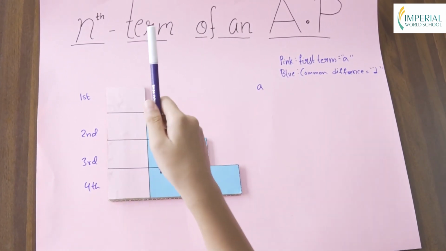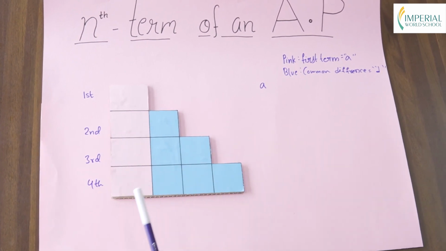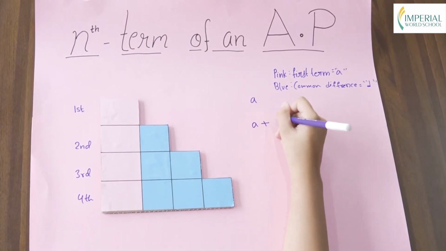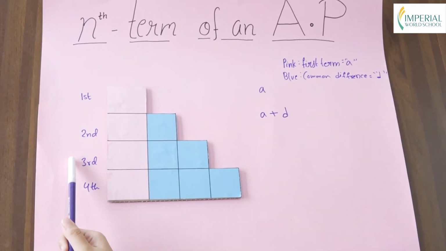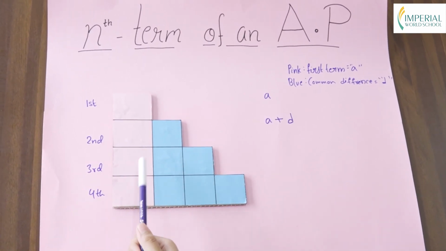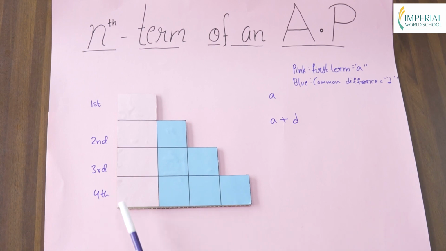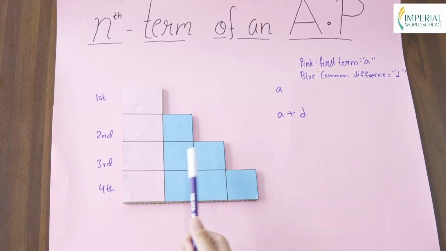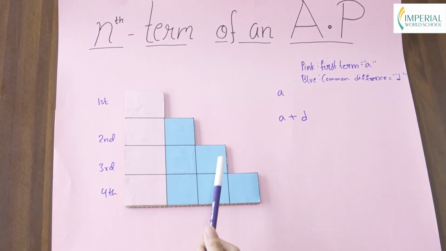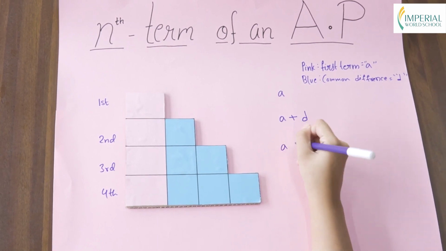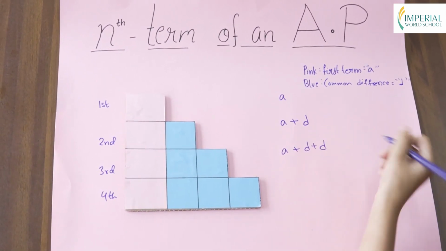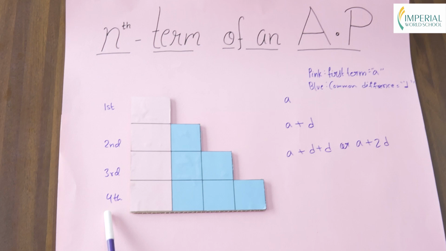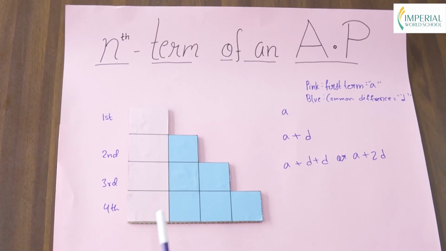Now, we can see that the second term is one common difference higher than the first term, which means it is A plus D. And in the third term, there is also an A, but this time there's two D's. So basically that means that the third term has two differences higher than the first term and one difference higher than the second term, which would be A plus D, or A plus 2D.